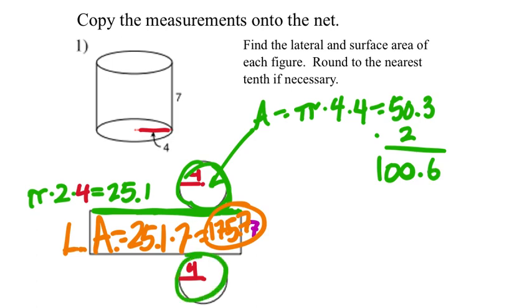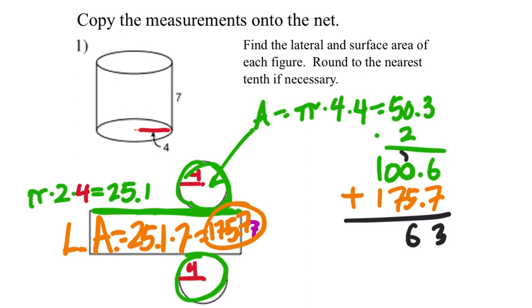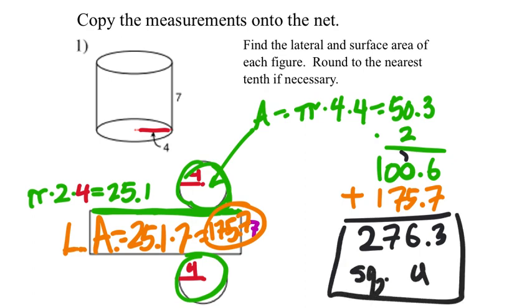So for the total surface area, we got the 100.6 square units, but we need to add the lateral surface area at 175.7 square units. And what do we get? 276.3, I'll put square units. That would be the total surface area. So we do have the lateral surface area there, and then in black we got the total surface area.